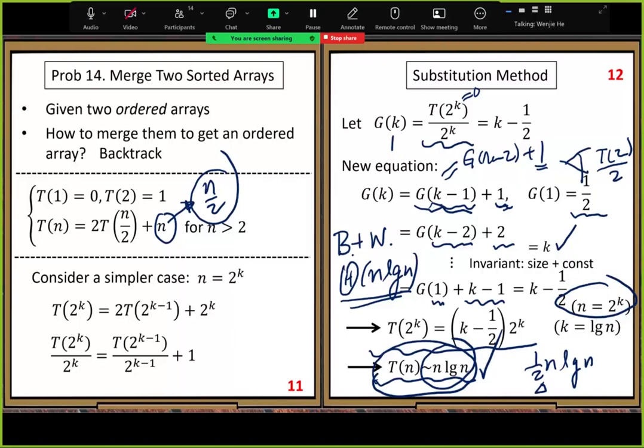So the next time, part D, quick sort. We will do the quick sort in part D of module 4. Then we will complete module 4. That's it.